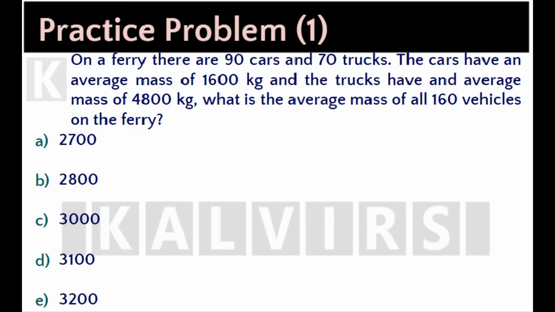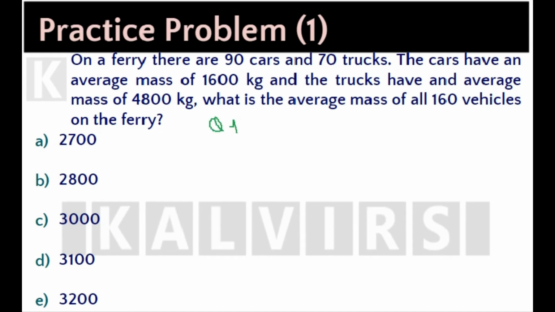On a ferry there are 90 cars and 70 trucks. The cars have an average mass of 1,600 kilograms and the trucks have an average mass of 4,800 kilograms. What is the average mass of all 160 vehicles on the ferry?